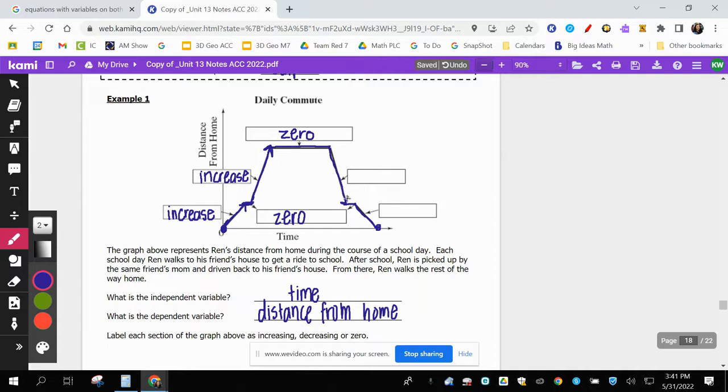Now here we have a negative slope. He's decreasing his distance from home. In other words, he's getting closer to home. Then we have another plateau right here, which is another 0 change. And then finally, there's another decrease in this relationship until he's finally at home. And that is one way to interpret a qualitative graph.